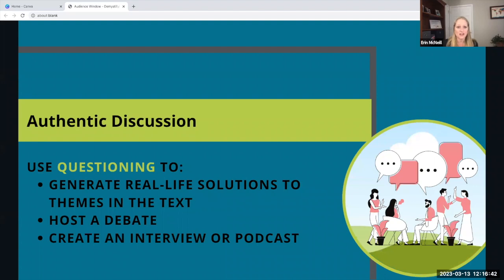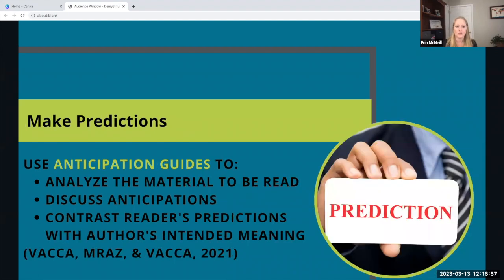You could also use authentic discussion. So you could use questioning to generate real-life solutions to themes in a text. You could host a debate. You could create an interview or a podcast. We can also ask students to make predictions. They can use anticipation guides at the beginning of text to analyze the material that they are going to read, or discuss what they anticipate may happen. They could also, at the end of the text, contrast their predictions with the author's intended meanings.